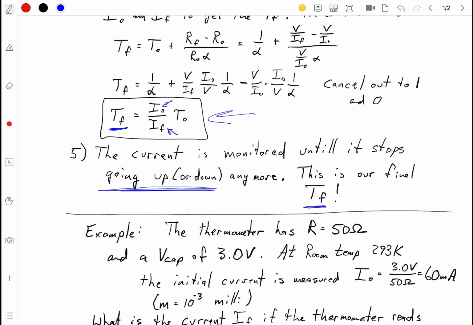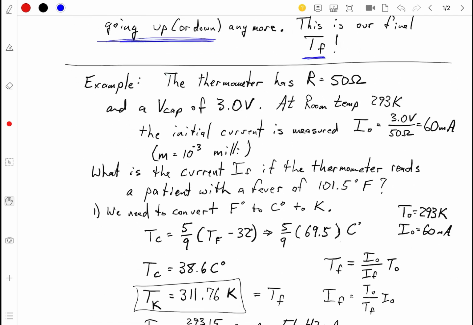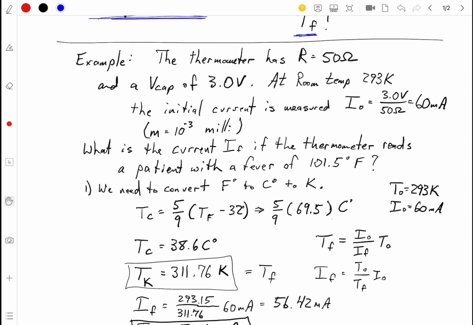And we're done. All right, so let's do an example. A thermometer has 50 ohms. It's got a capacitance that'll supply a voltage of 3 volts.